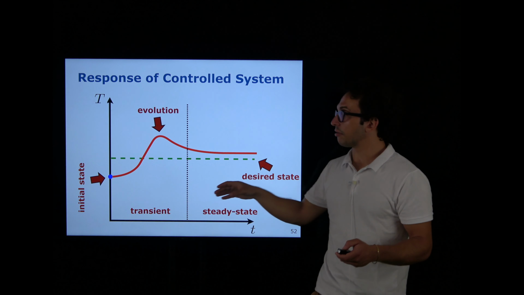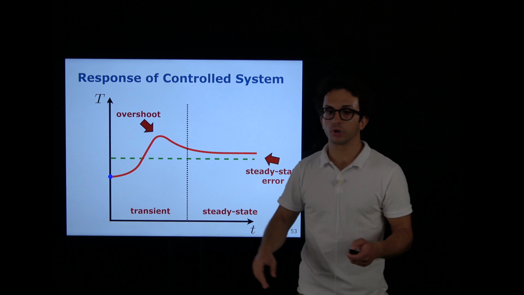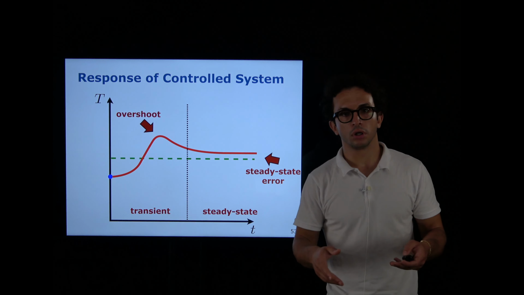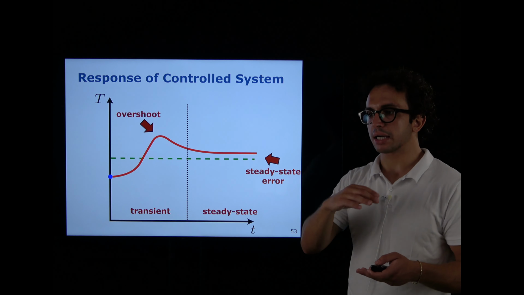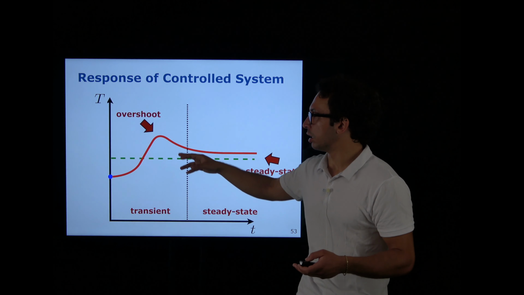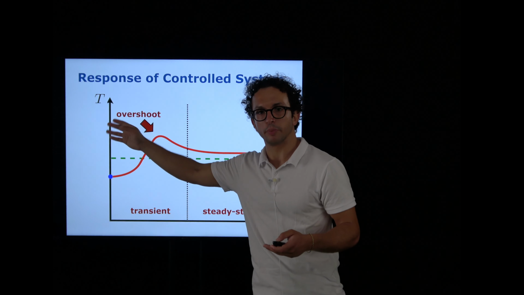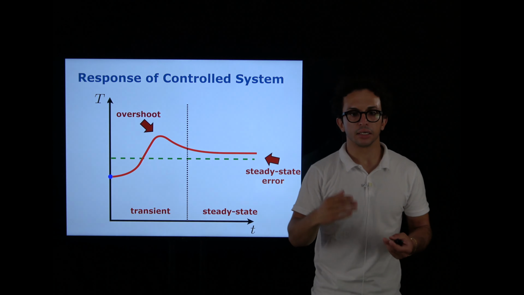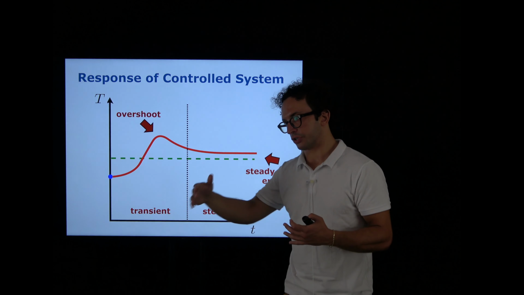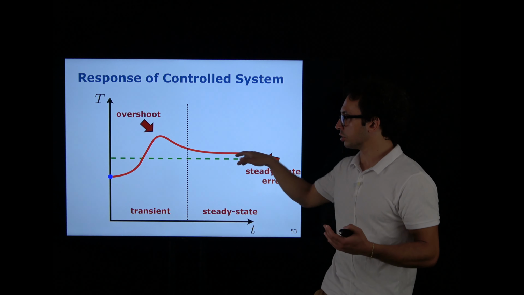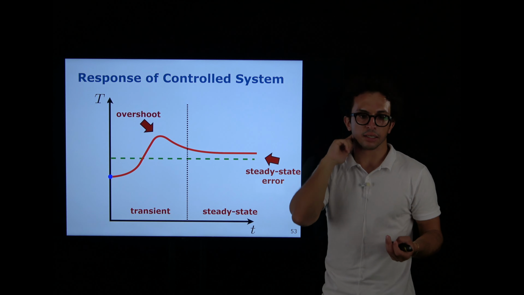Then we have a certain evolution, and then we have reaching the desired state. In particular, in this evolution, there's one important concept which is called overshoot. Overshoot is basically the maximum amount of any quantity that you're measuring, in this case the temperature, that the system reaches after decaying and going towards the steady state.